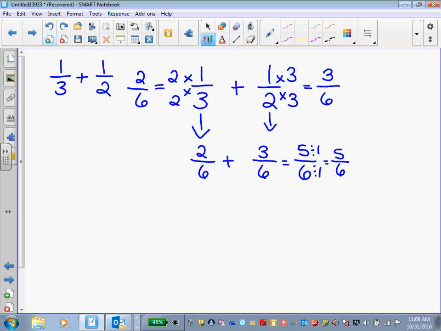Alright? So let's think about it. 6 can be divided by 2. Can 5 be divided by 2 and get an even answer? No. 6 can be divided by 3. Can 5 be divided by 3 and get an even answer? No. 5 can be divided by 5. Can 6 be divided by 5 and get an even answer? No. So this is already simplified. That's right, 5/6.